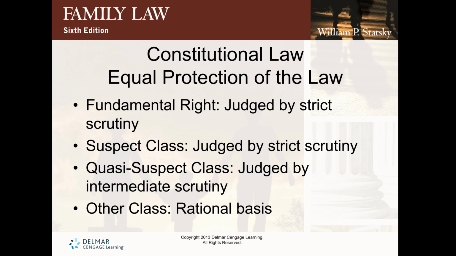We've gone over examples of fundamental rights. What about a suspect class? This would be an issue involving race, national origin, or alienage. Immigration, for example. Quasi-suspect involves the issue of gender or a child's legitimacy, so a non-marital child. The biggest con law issue we see in the quasi-suspect class is any case involving gender questions.